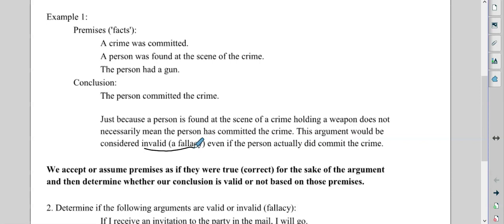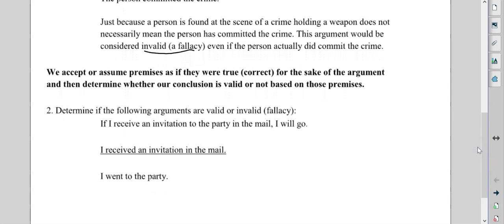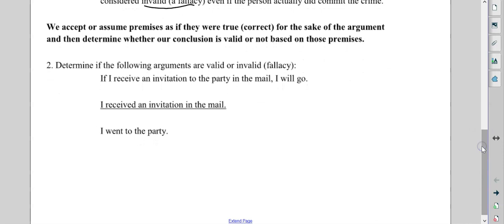All right? The assumption that they're guilty is a fallacy. Now, that fallacy could lead to a true or false, like a conviction or non-conviction. So again, the two are not tied together. So we accept or assume premises as if they were true or correct for the sake of argument. All right? And then determine whether the conclusion is valid or not based on those premises. All right. So let's look at this. Determine if the following argument or arguments are valid or invalid based on the fallacy.